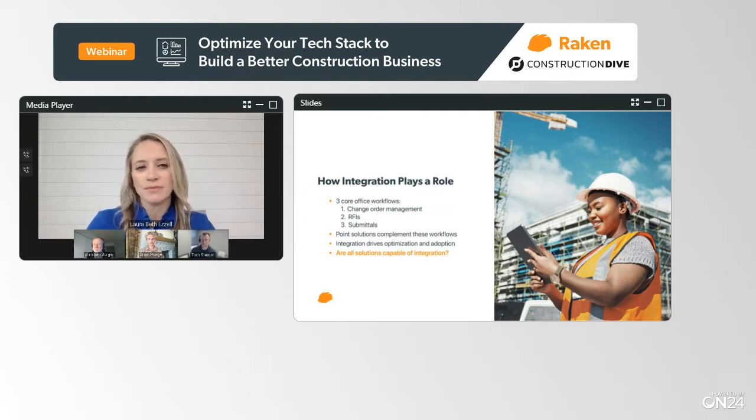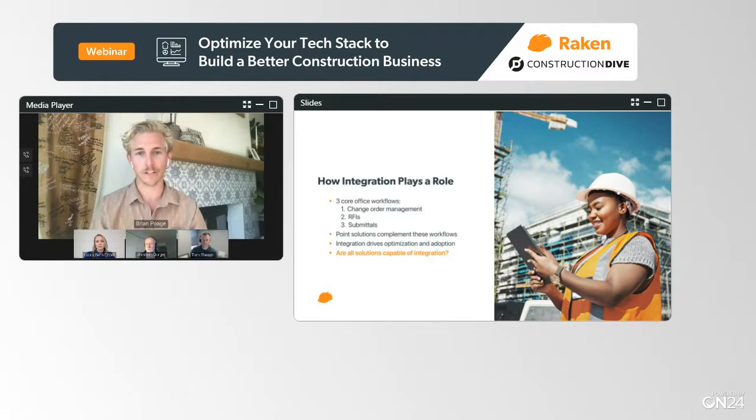Brian? Yeah, it's going to be a really big role. I like to think about it like this. When you're running a construction project, there are 3 core office workflows that really require a lot of time, effort, and care. And that's change order management, RFIs, and submittals. And these 3 things kind of serve as the nucleus of construction software. And that nucleus might be a little bit different for some companies, but it really covers the bulk of what most contractors need for a solid foundation.